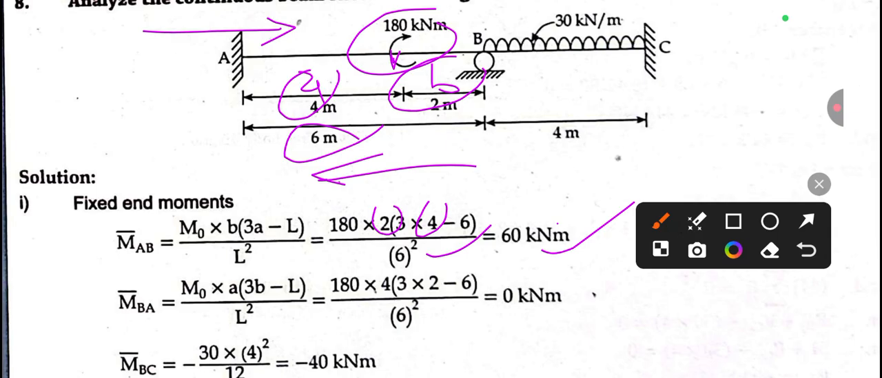Similarly, for B to A, if you look from right to left, we just need to swap the values of a and b. In the place of b, we take a, and in the place of a, we take b. All the other values are the same. So this value will be 0 kilonewton meter. So only this much of the concept is different.